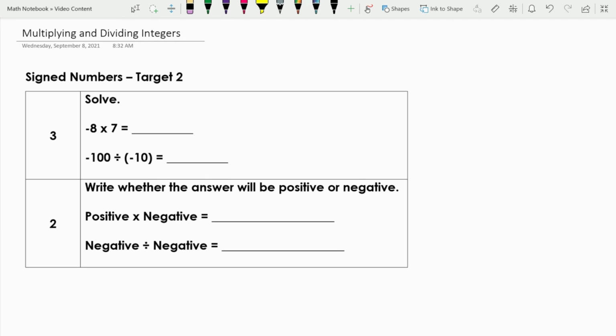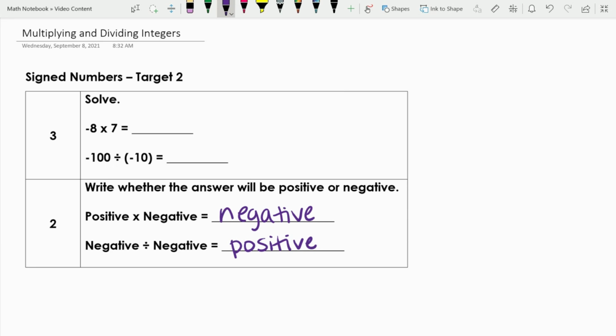It just says, write whether the answer will be positive or negative. If I multiplied a positive times a negative, the answer will always be negative. It doesn't matter which number is bigger or anything like that. If they're different signs, it's going to be negative. If I am going to divide a negative by a negative, my answer is going to be positive. So these were just simple rules, the rules of multiplying and dividing.